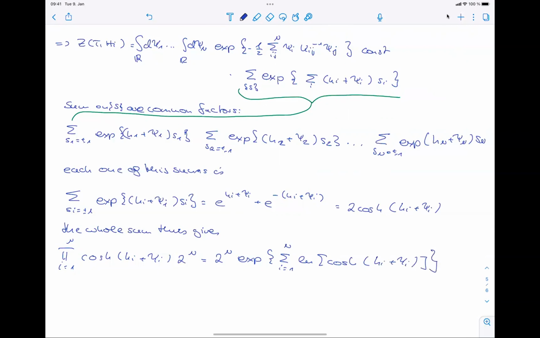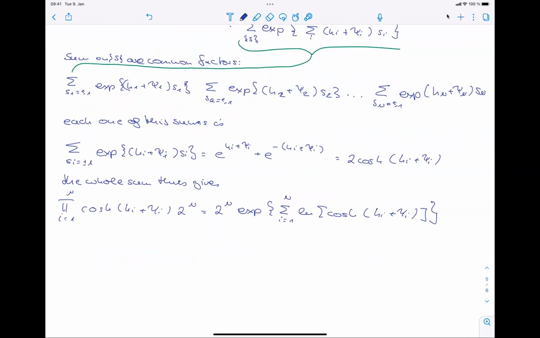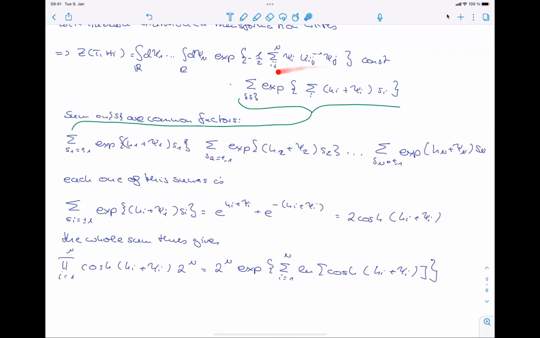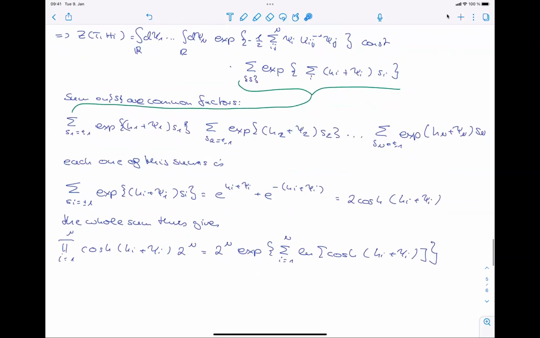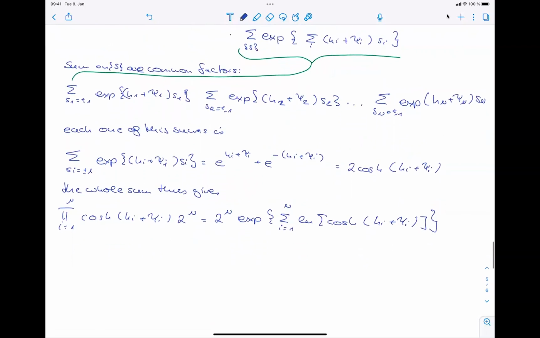And another bracket. Okay, so we dealt with this term, and I'm going to put it back into this partition function so that we have it spelled out. So back into the partition function.